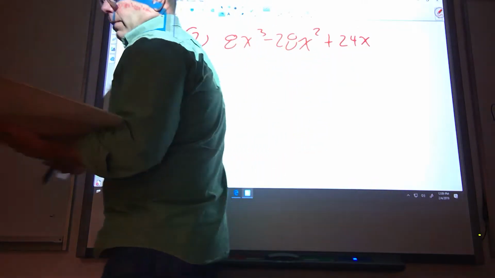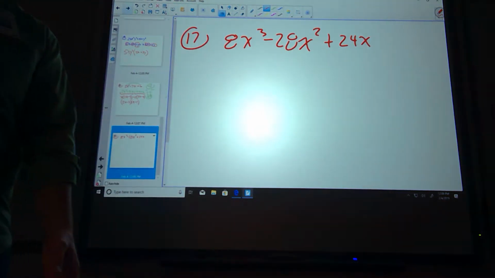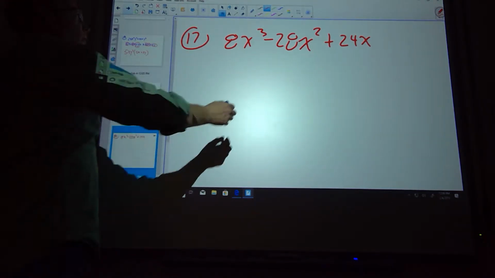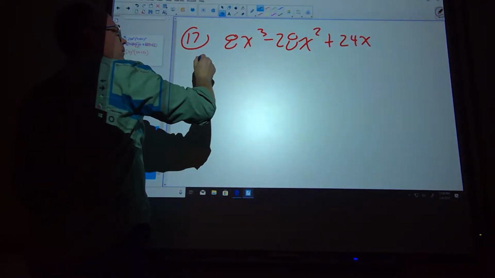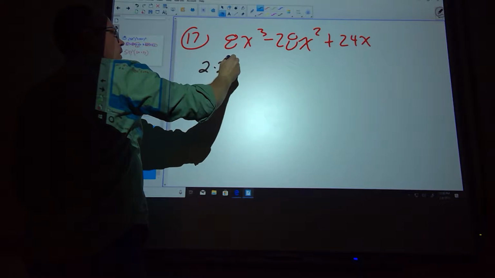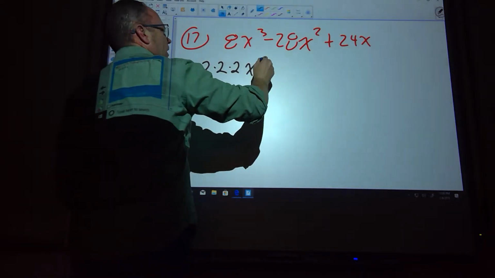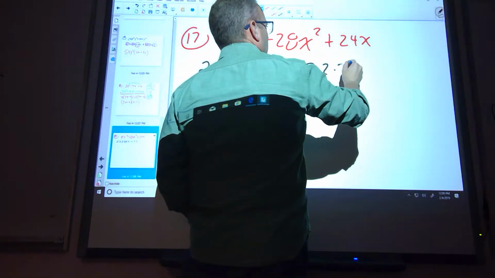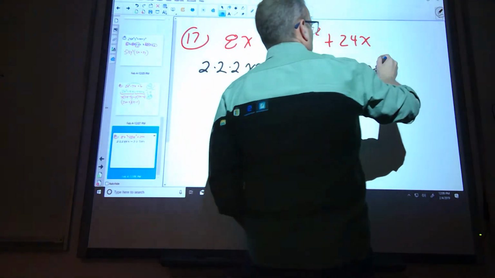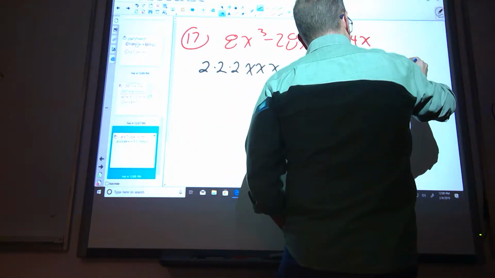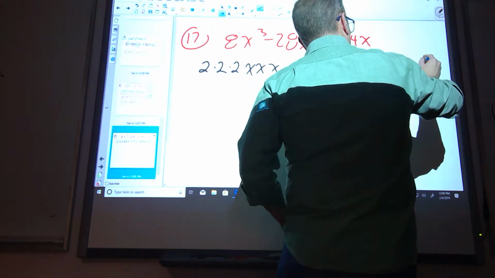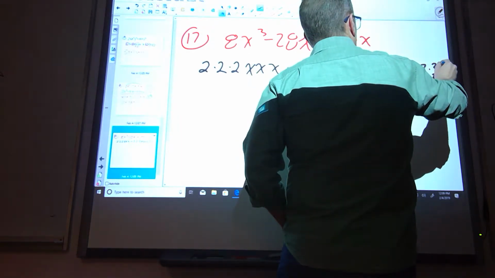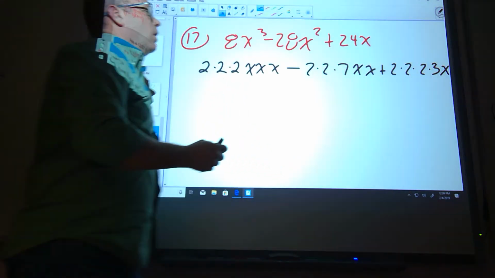Okay, sometimes there's going to be just a greatest common factor. Sometimes it'll factor even further than that. So let's break things down. So 8's the same thing as 2 times 2 times 2, x, x, x. And then 28 is 2 times 2 times 7, x, x. And then 24 is 2 times 12. 12 is 2 times 6. Did I do all those right?